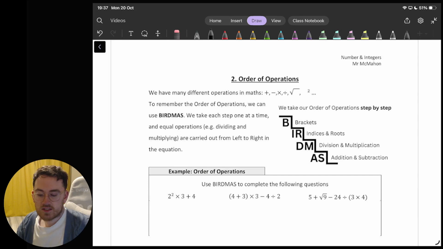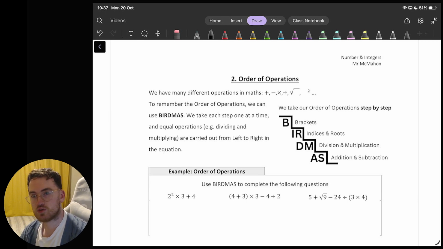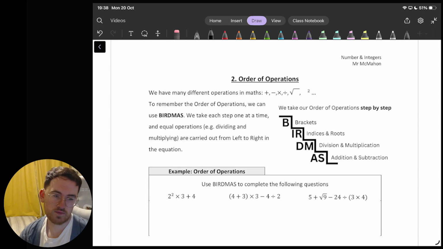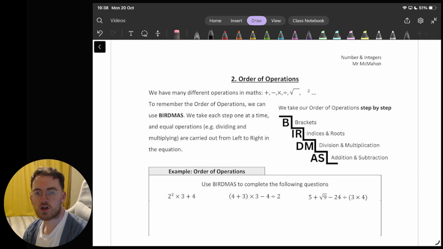So maybe this sum has just been poorly defined. They haven't used the correct tools, or haven't written the sum in a meaningful way to allow people to do it in the order that's intended. So that can often come down to the use of brackets and separating out different parts of the sum, to allow it to be better understood. Okay, but I suppose for us, what we want to look at is, what is this order of operations?